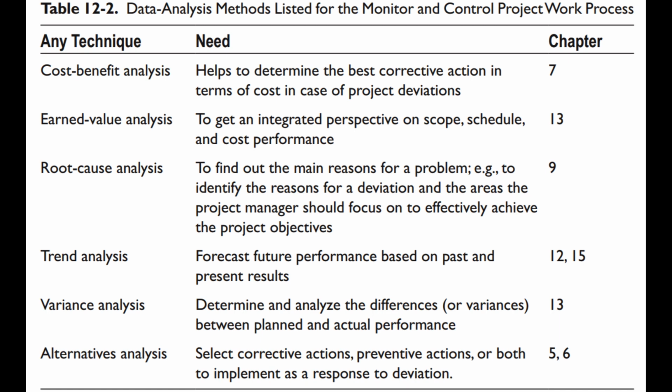Cost-benefit analysis helps to determine the best corrective action in terms of cost in case of project deviations. Earned value analysis to get an integrated perspective on scope, schedule, and cost performance. Root cause analysis to find out the main reasons for a problem, for example, to identify the reasons for a deviation and the areas the project manager should focus on to effectively achieve the project objectives. Trend analysis forecasts future performance based on past and present results.